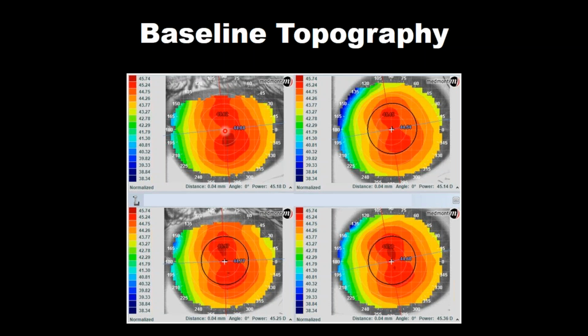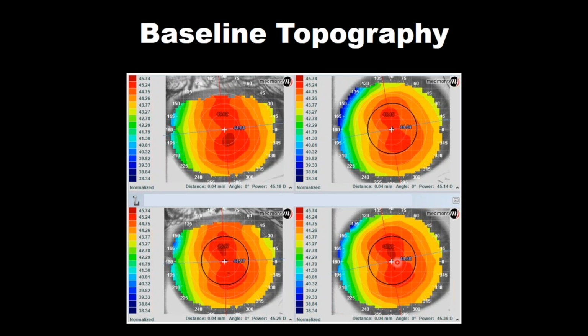We could click our cursor right in the center and read the curvature. 45.18, 45.14, 45.25, 45.36. So we're within a quarter diopter, or about 0.05 millimeters of curvature in the center. So the topographies are relatively reproducible.